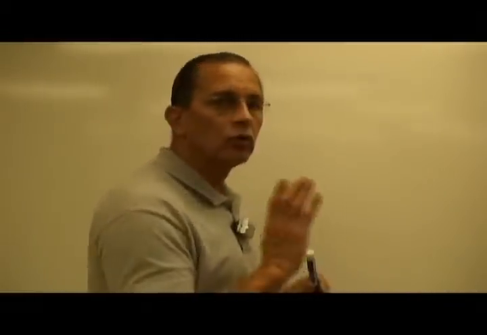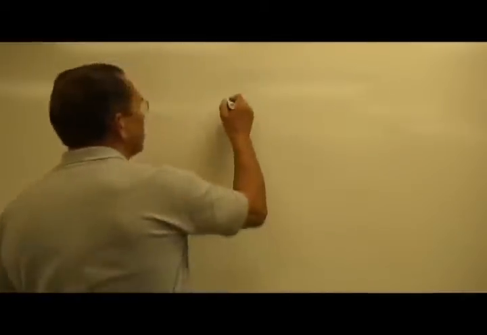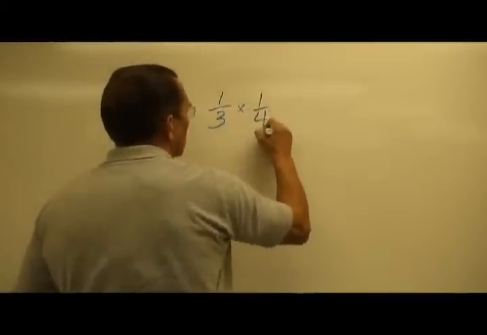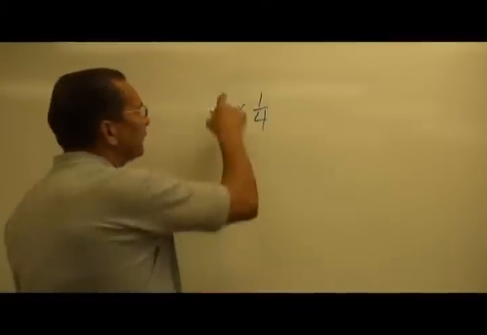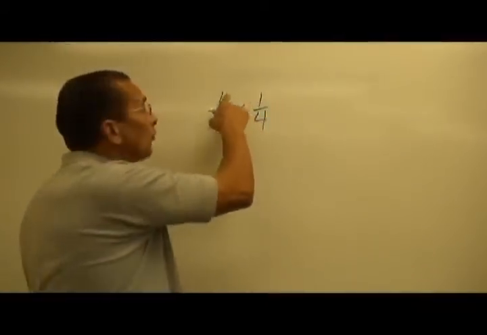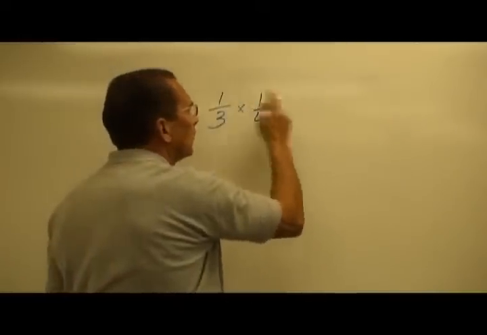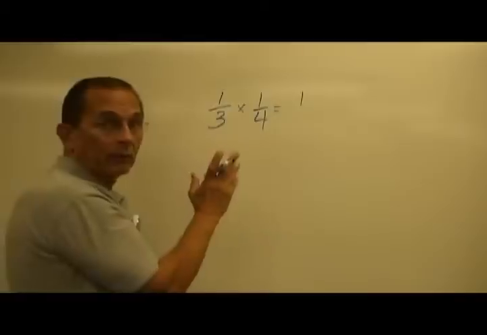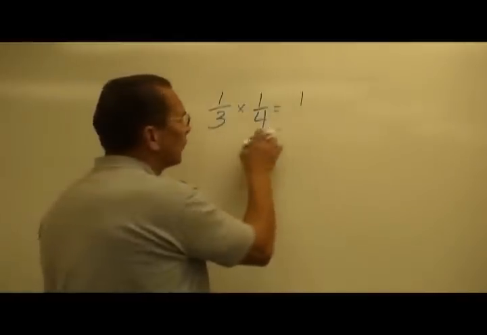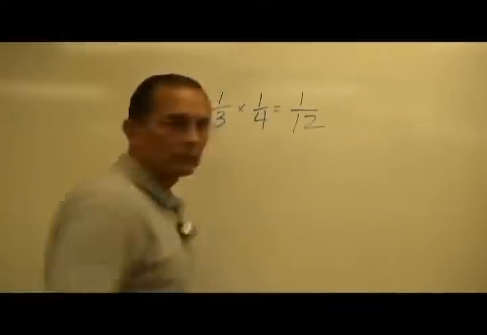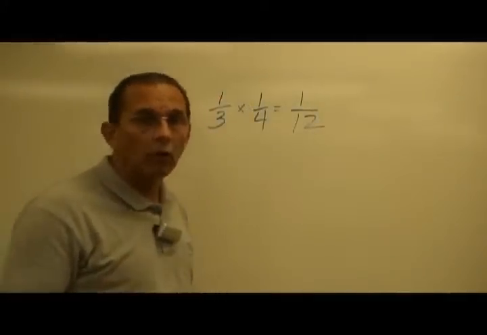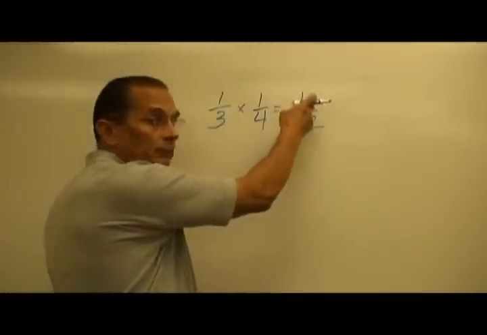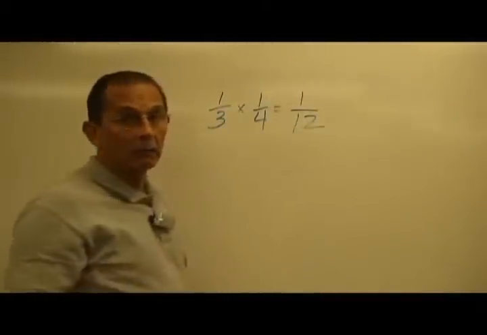It's that easy. When you multiply fractions, you simply multiply the top times the top. That's the numerator times the numerator. 1 times 1 is 1. And then you multiply the bottom, the denominators. 3 times 4 is 12. That's it. That's all there is to multiplying fractions. It's the top times the top, the bottom times the bottom.